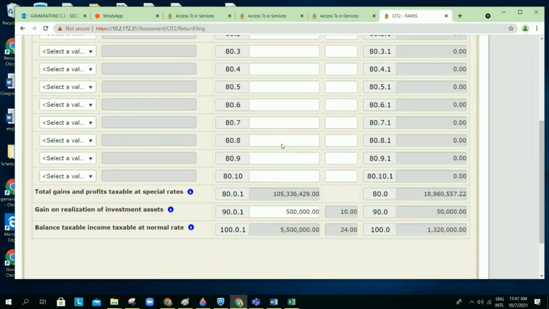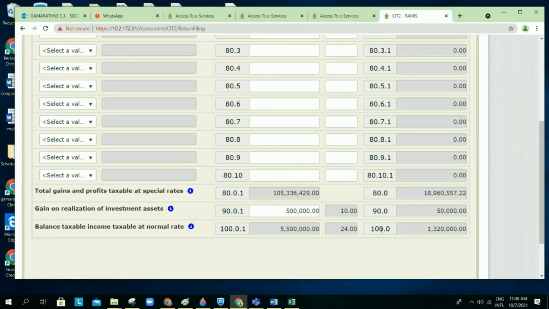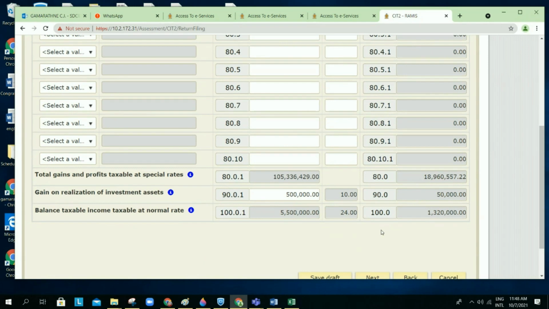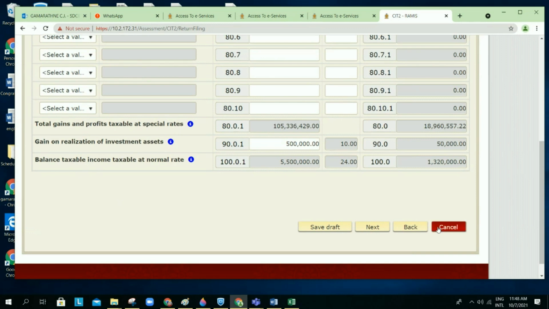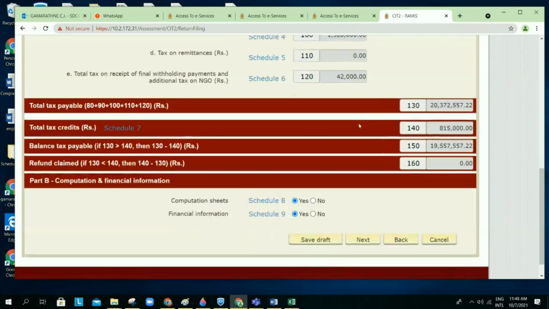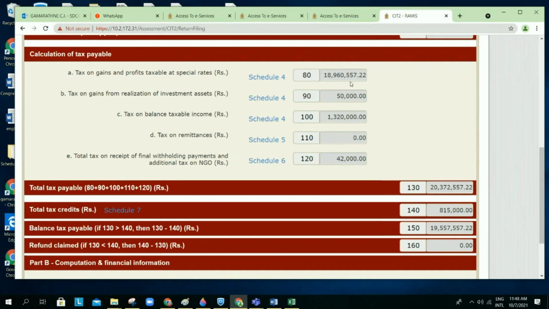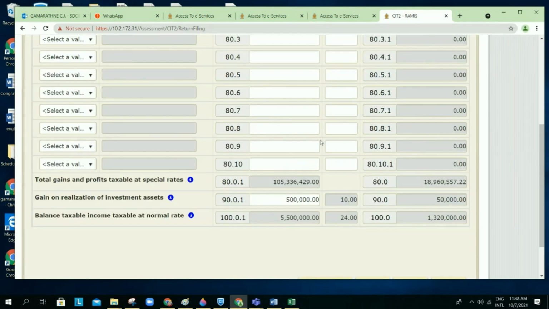Okay. Then these three values are populated to the main return in page 80, 90, and 100 respectively. Okay. Then I will show you how the tax calculated is populated into the main return. Okay. Right. Then I will move to the schedule 5.